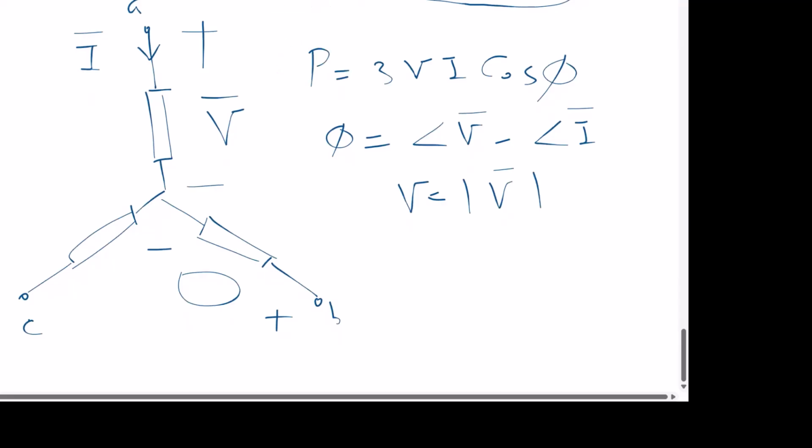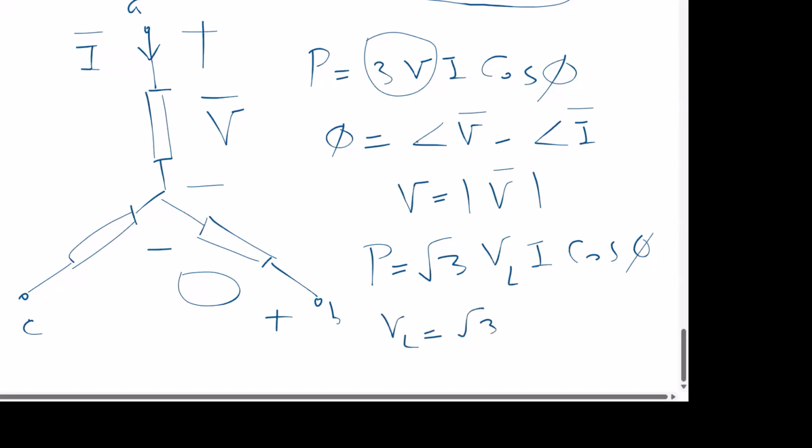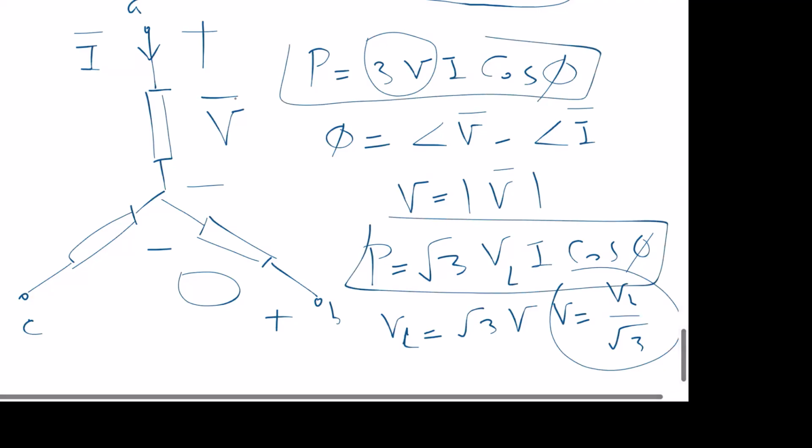But you can express the same thing, instead of in terms of V, in terms of V line to line. How does that work? That's because you know that V line is square root of 3 times V, right? So if you just substitute V equal to VL over square root of 3, then that is basically found. So either this or that. But keep that in mind.